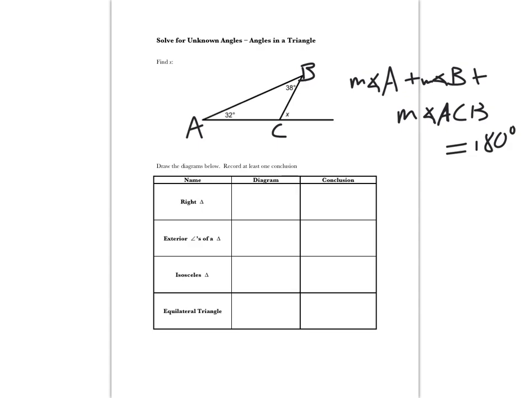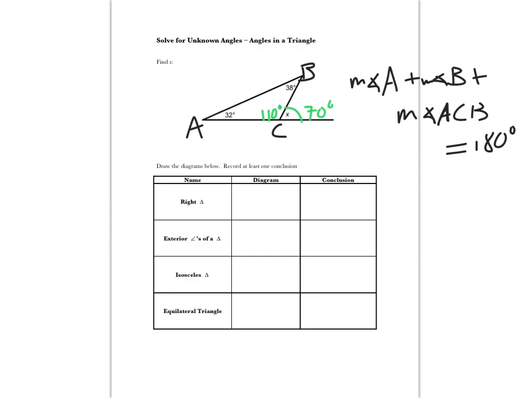You should hopefully remember that the measure of angle A plus the measure of angle B plus the measure of angle ACB, meaning the interior angle, has to equal 180. So subtracting 32 and 38 from 180, you should find that the interior angle C has a measure of 110 degrees. And again, knowing that there are 180 degrees in a line as well, that leaves us with 70 degrees for angle X.